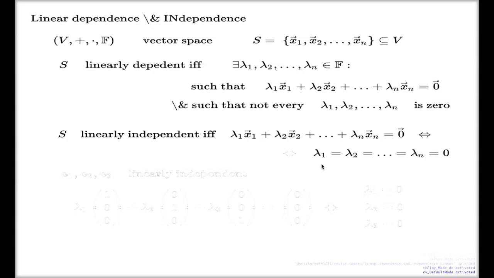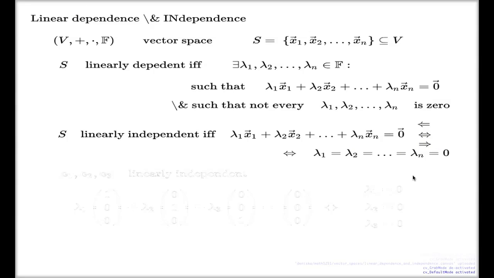If you can present an argument for this if and only if, this double arrow, in fact only one direction presents any difficulty, because obviously the arrow this way is trivial. If every individual coefficient is zero, obviously the linear combination will be zero. So the arrow leftwards is trivial. But the arrow the other way, that's the significant arrow.